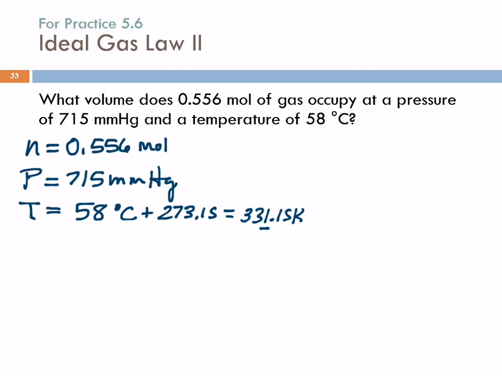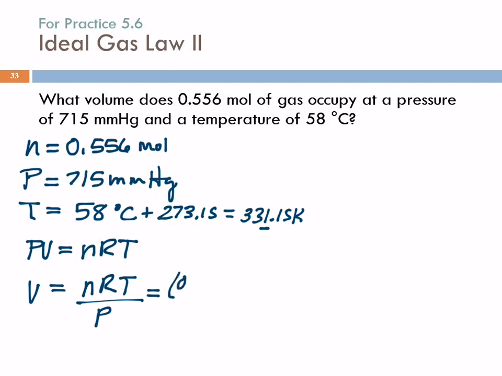So I'm trying to find the volume. I'm going to use PV equals nRT. Oh, I don't want to put it there, though. I'm going to need that space. PV equals nRT. This time I'm solving for volume. So the volume is going to equal nRT divided by P. So n is 0.556 moles. The ideal gas constant is 0.08206.